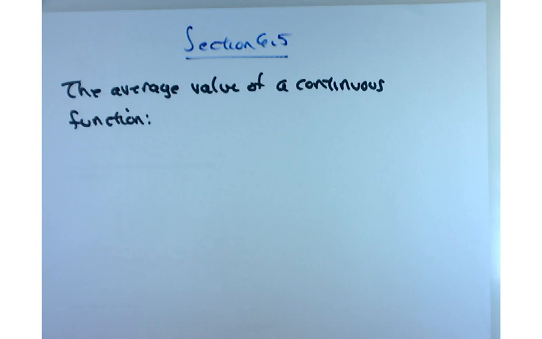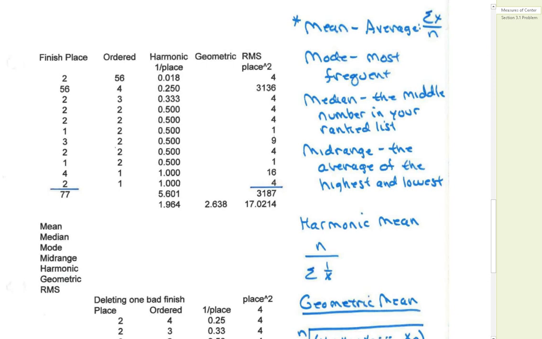Section 6.5, we're going to find the average value of a continuous function. Now, you're probably used to averages from just everywhere, really. So to find the average of a bunch of numbers, you would just add them up and divide by n. So in this particular case, this is like the finishing place of an elite marathoner.